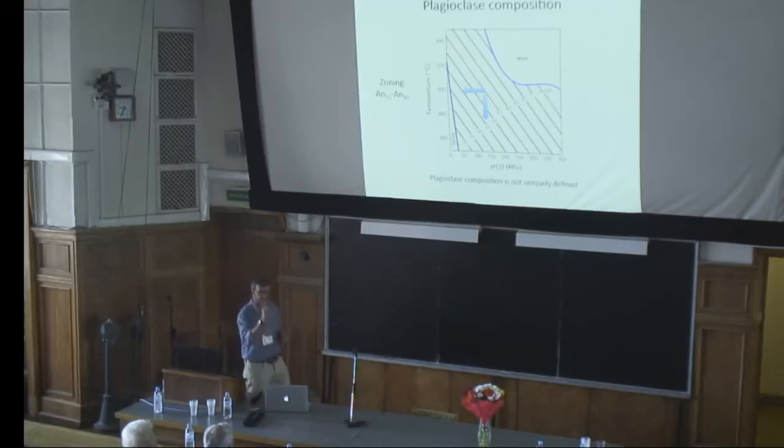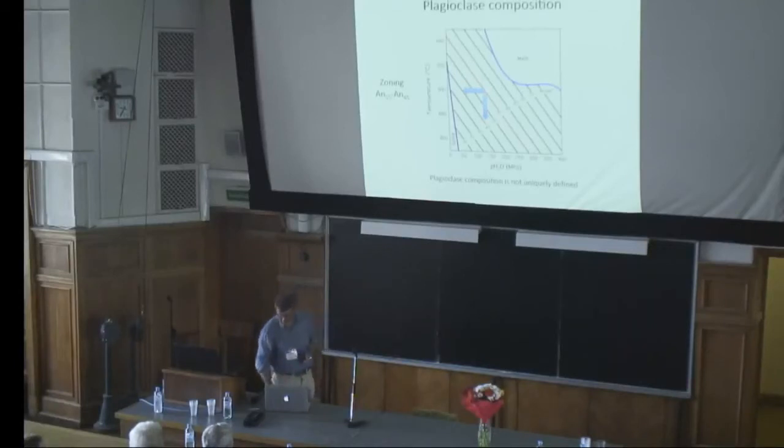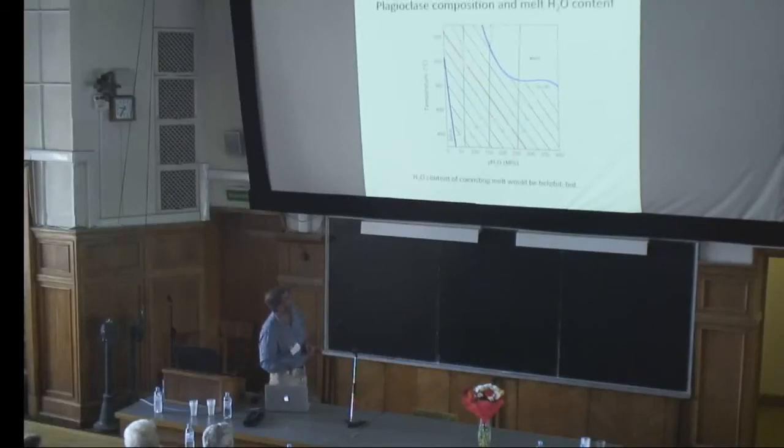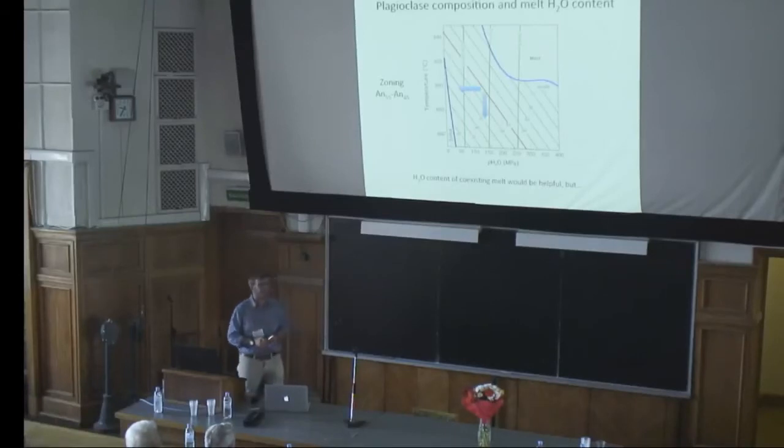Let's imagine now that we can add another variable. You'd say, well, there's a difference in the water content between here and here, but not a difference in the water content between here and here. What if we could get the water content of the coexisting melt? Well, here are contours of water content, and then we might be able to do something a bit more with the zoning. We could say this is a drop in water content, whereas this has the same water content.